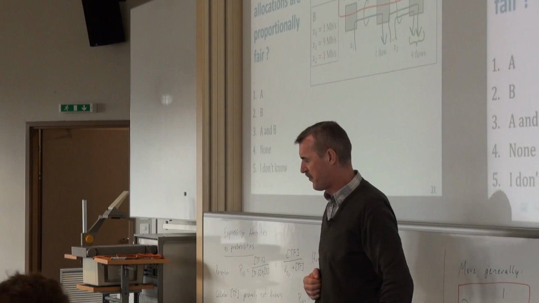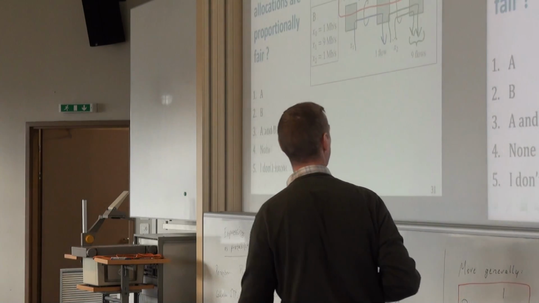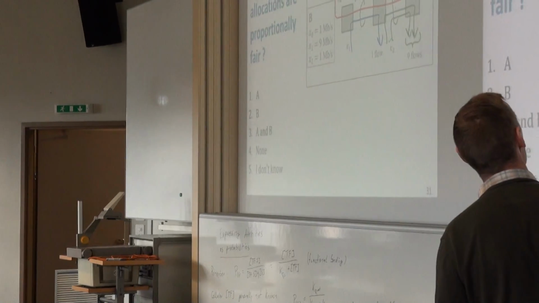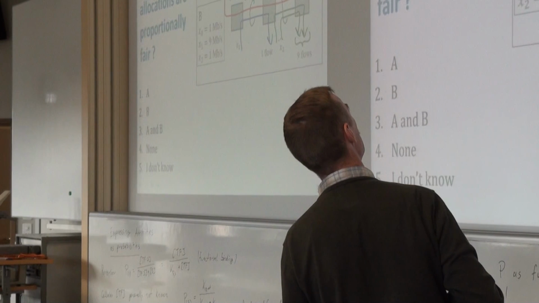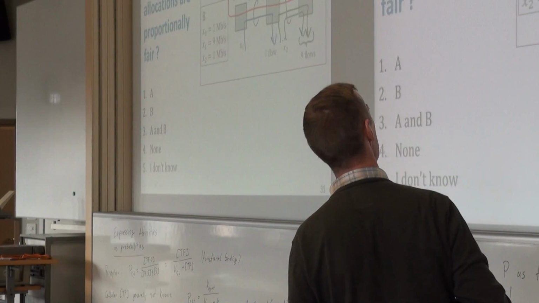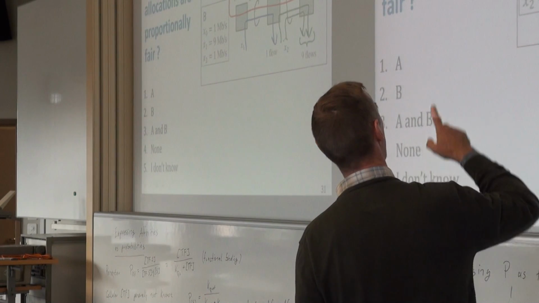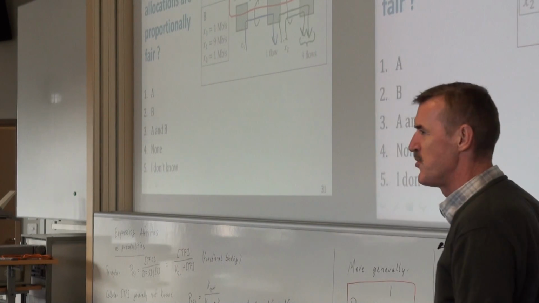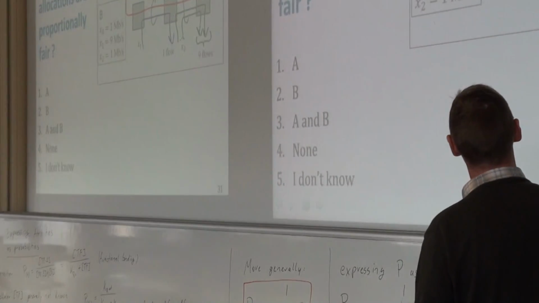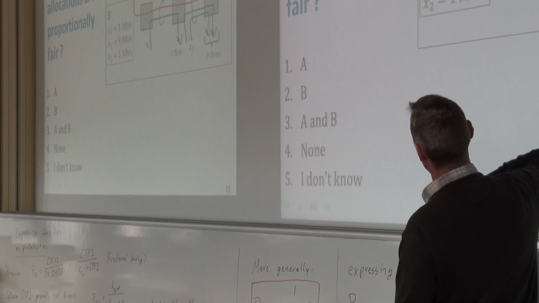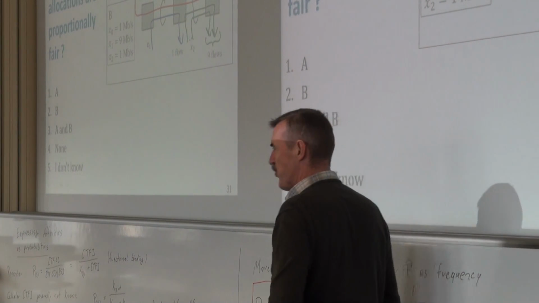So if we look at this example, here are two possible allocations. For the first one, the one we've seen before, which was the max-min fair allocation, and for the second one, it's also the max-min fair allocation. Are they proportionally fair?